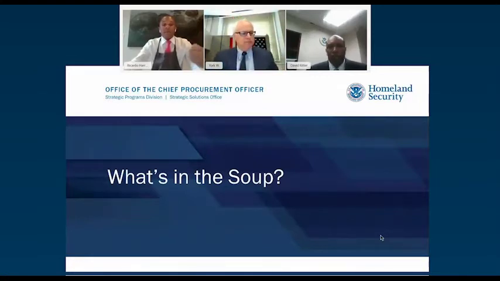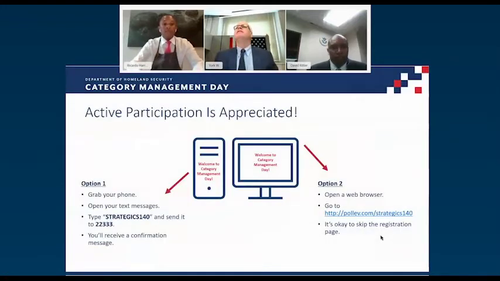So with that, I'm going to go ahead and put up some instructions for you while we wait for other folks to join. So there are two ways that you can participate today. Option one is to grab your cell phone, and I think this is probably one of the easiest. Grab your phone and open your text messages and type strategic 140, so that's strategic with an S, 140, and send it to 22333, and you will receive a confirmation message.